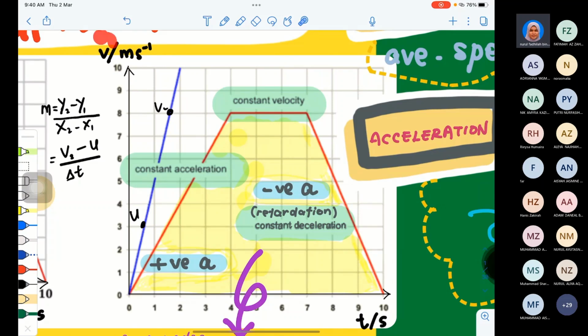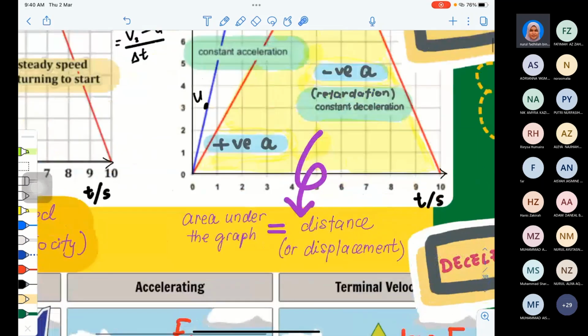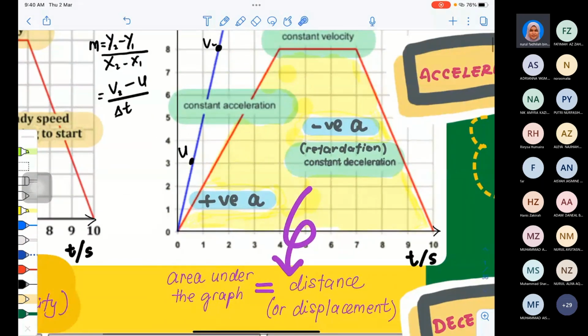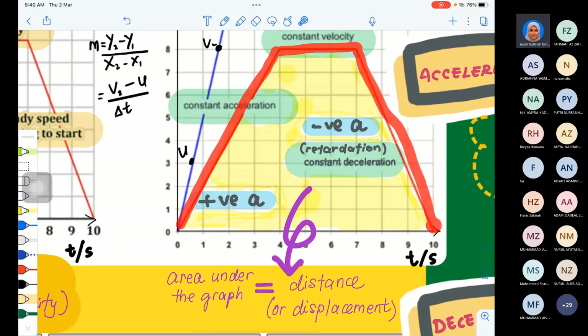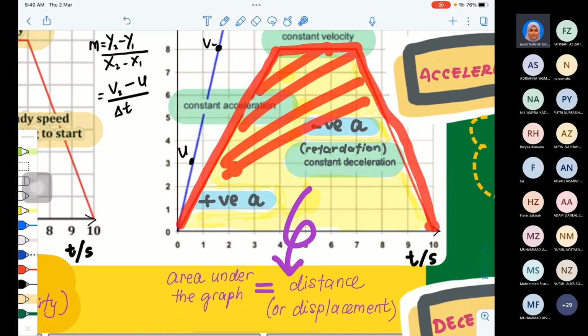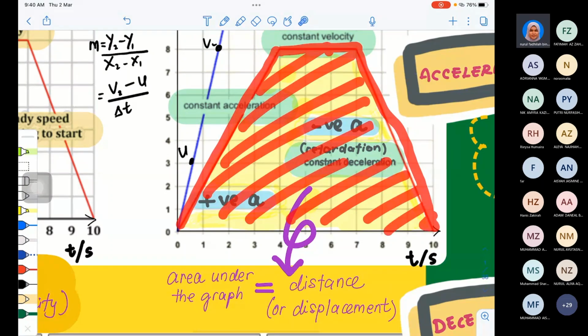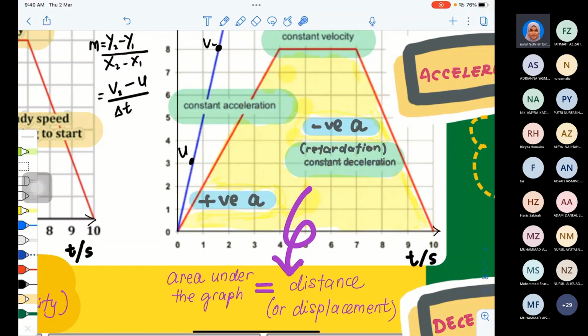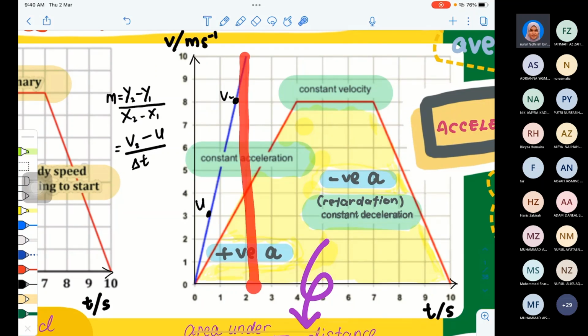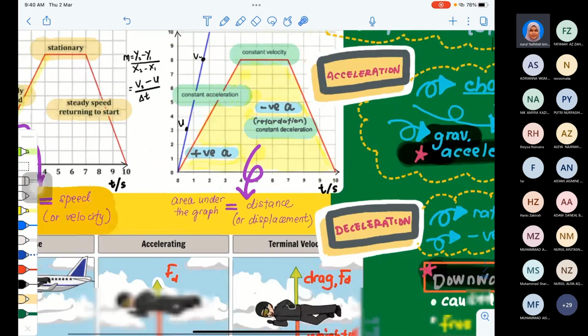Okay, so we know that if we have a velocity-time graph, we can get the acceleration. We can describe the motion: accelerate, constant velocity, decelerate. And one more thing, the distance. Yes. So the area under the graph. So where is the area under the graph? If we are talking about the graph, the red line, that's the graph. So all the area under the graph, the whole thing, that area gives you the distance or the displacement. If we are talking about the blue line, look at the shape. What shape do we have? Triangle shape. That triangle shape, you can calculate to get its acceleration.